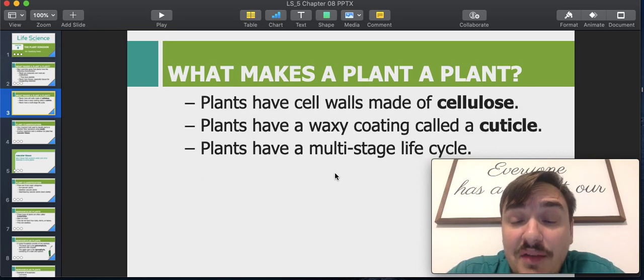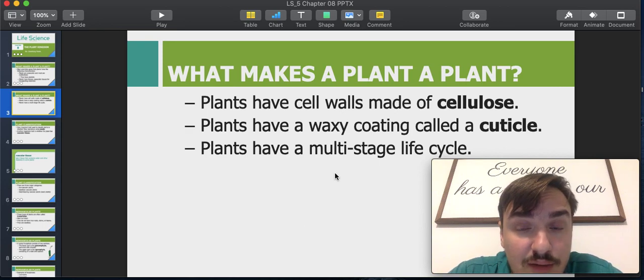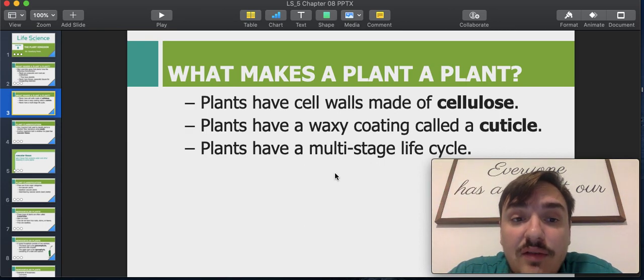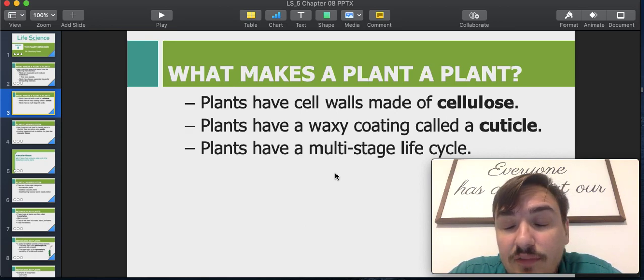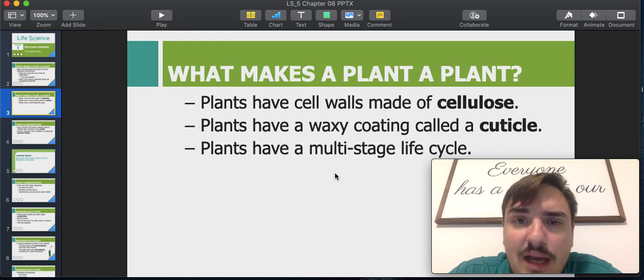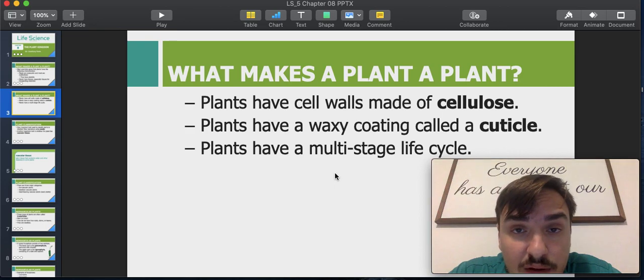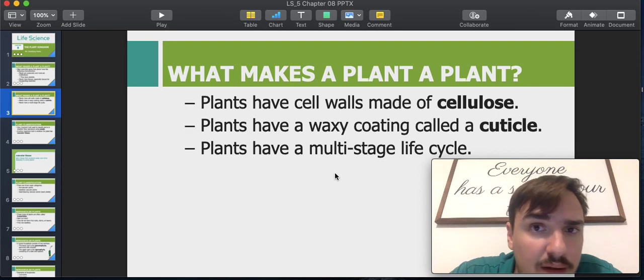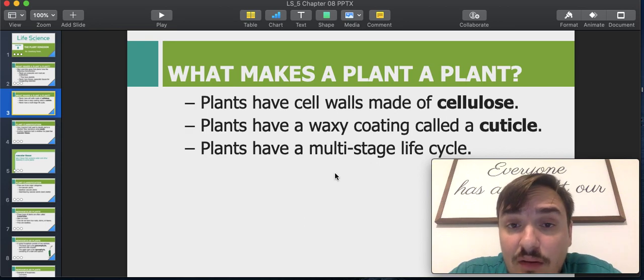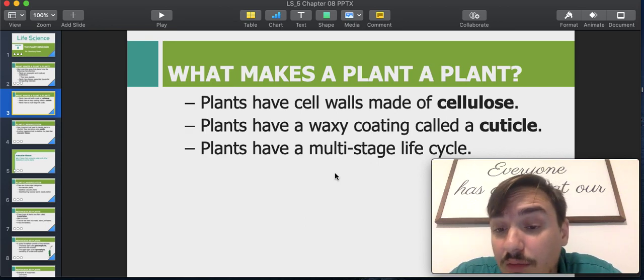Plants have cell walls made of cellulose. That's a really important factor. This is what makes them different from fungi and different from animals, is that their cell walls are made of cellulose. They also have this interesting thing called a cuticle. This is a waxy layer found typically on the outer skin of the leaf, and it protects the leaf and sometimes the herbaceous stem from water loss, evaporation, bacteria, diseases, and predators.